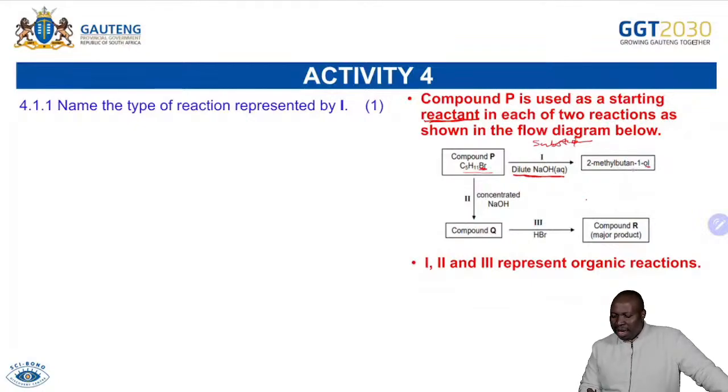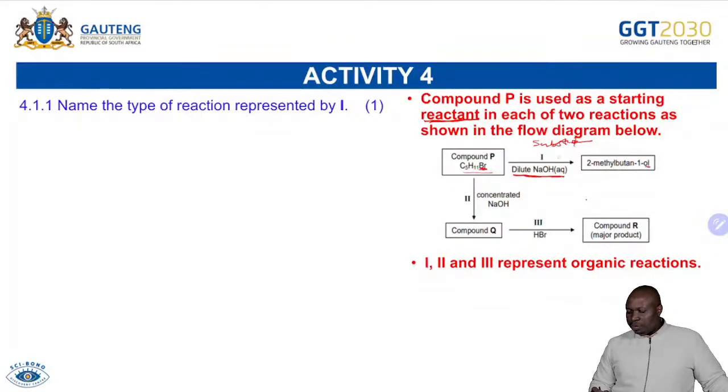It's 2-methyl butan-1-ol. That tells you that C5H11Br has a branch. So it cannot be 1-bromopentane. It cannot be pentane because it has a branch there. So it means there must be a 2-methyl there and there is a bromo there. So you will see that you're having a 1-bromo.